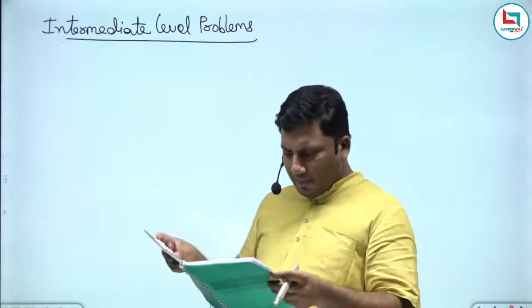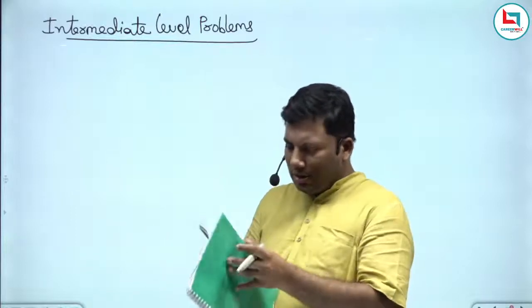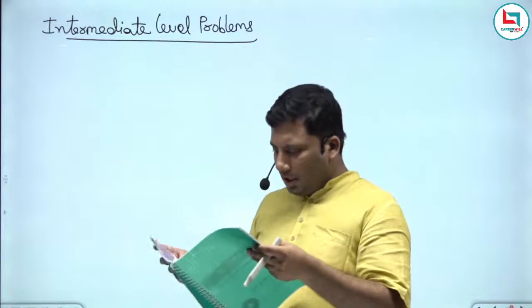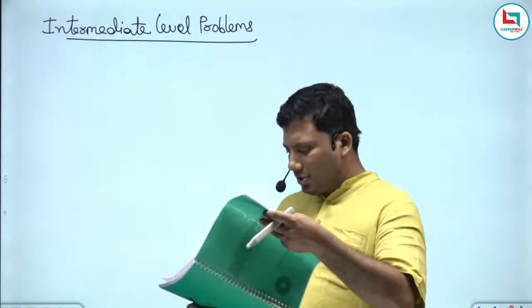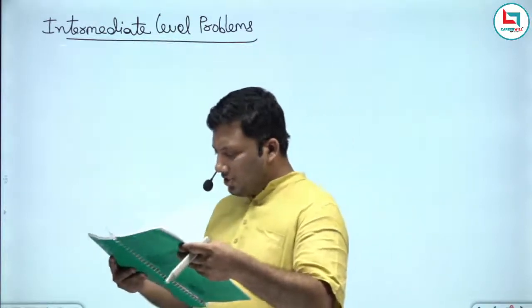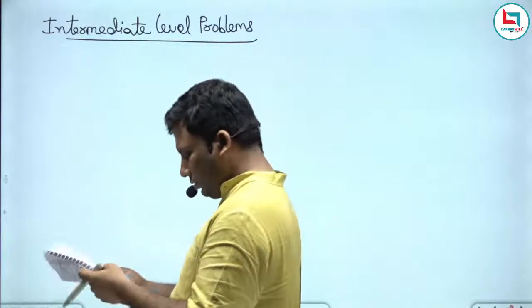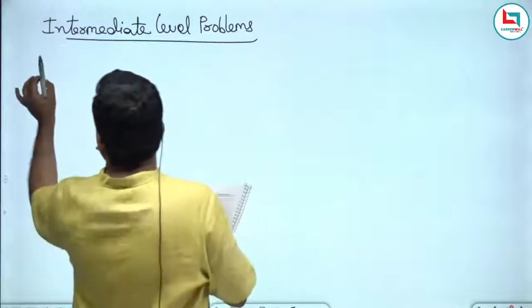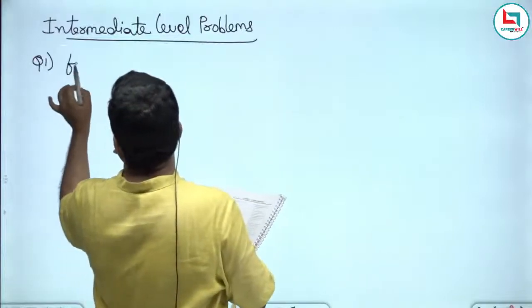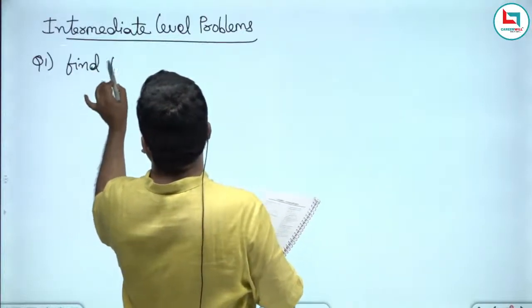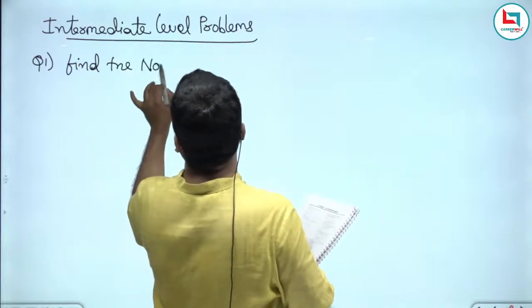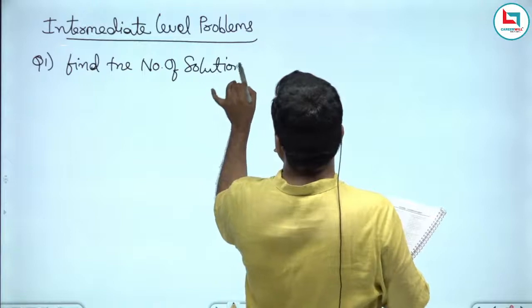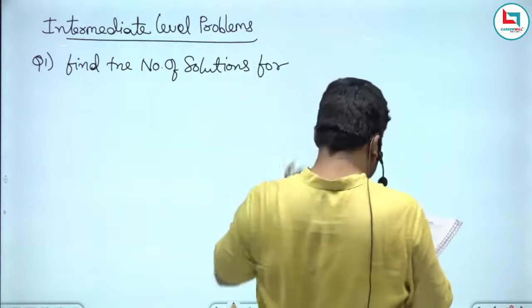This is taken out from my book, Quadratic Equations, Intermediate Level. Right. Questions, please write down. First one: find the number of solutions for the first one.